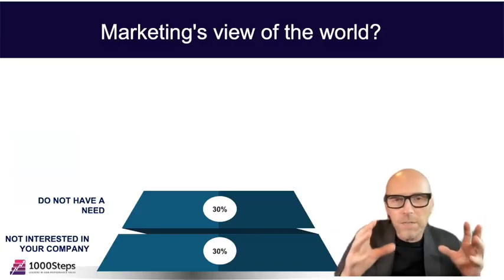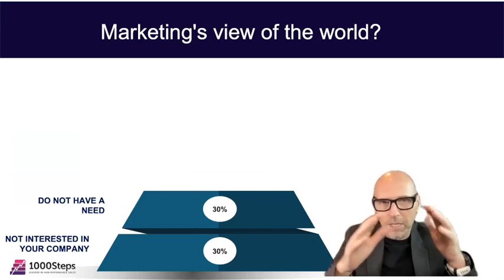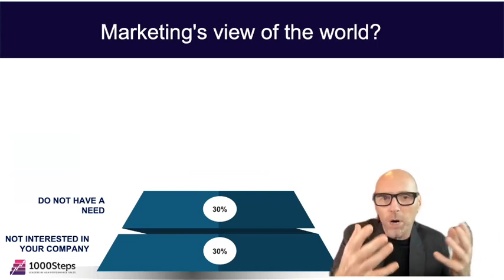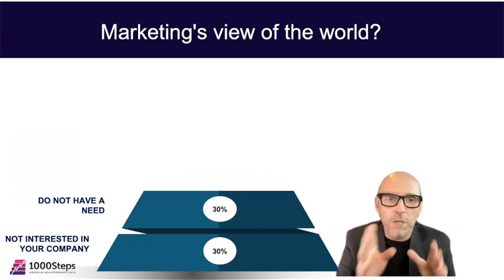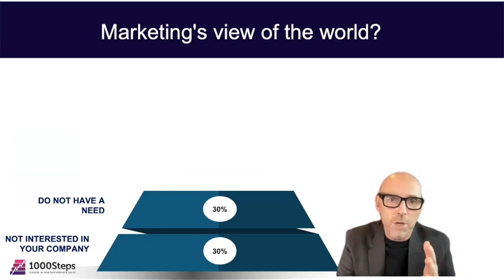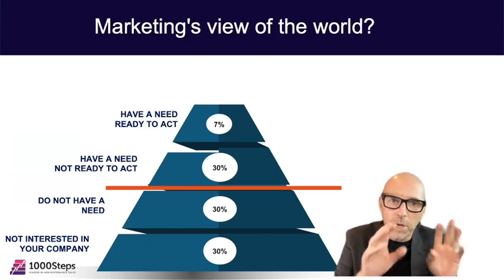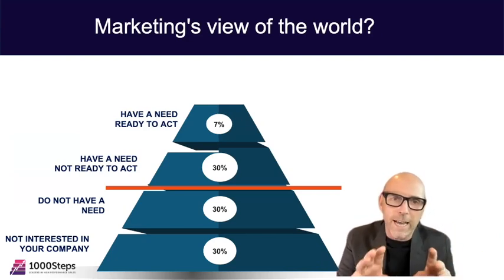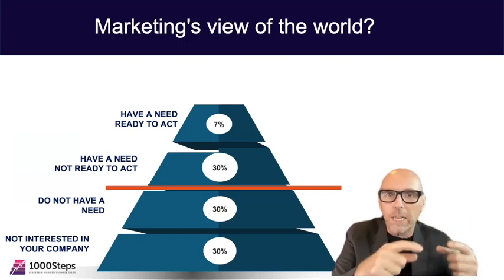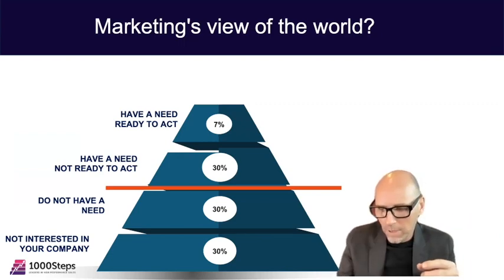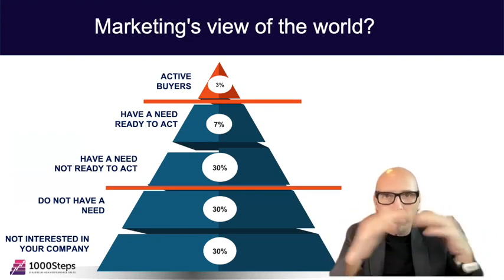Marketing's view of the world. Marketing has this really interesting set of tables that sits around the marketplace. Their base principles are: 30% are not interested in your company, never will be. 30% don't have a need just now, so they're not going to buy from you. 30% have a need and are not ready to act, and 7% have a need and are ready to act but are not doing anything about it. And then you've got the 3% at the top who are actively looking, which is what everybody's really chasing after.